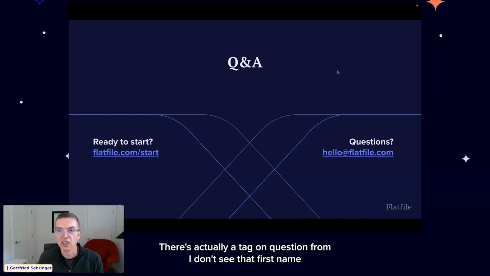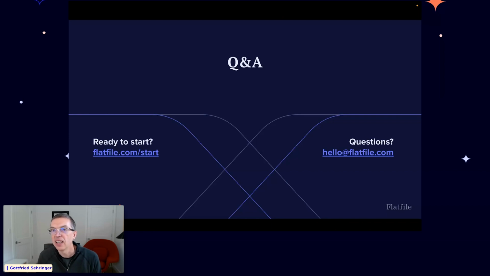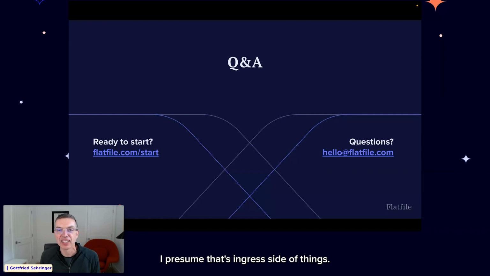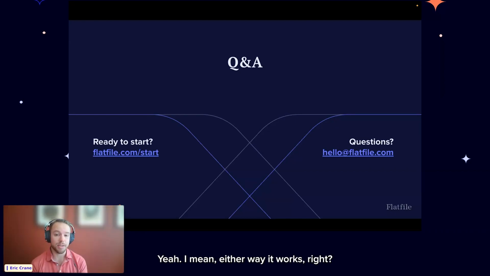Awesome. There's actually a tag-on question from, I don't see the first name, S something, so call him Sam. Can you do an automated push of a file, for example, via FTP? I presume that's the ingress side of things. Yeah, I mean, either way works, right?